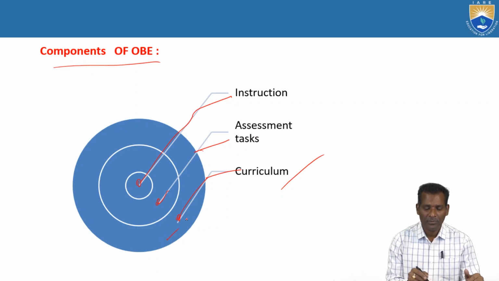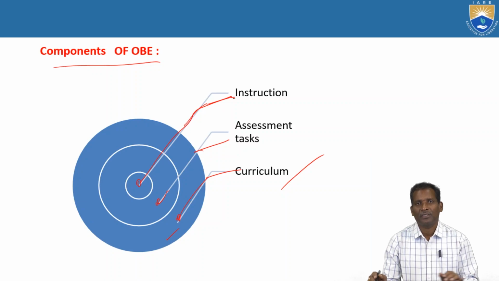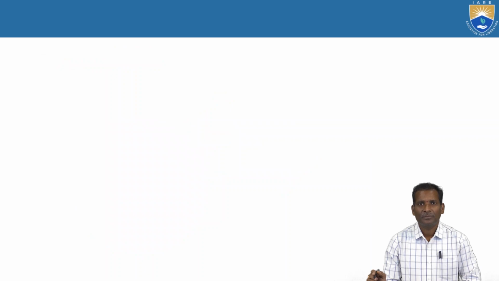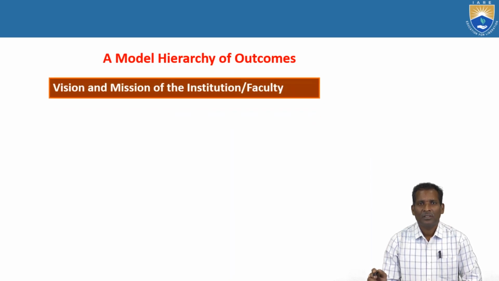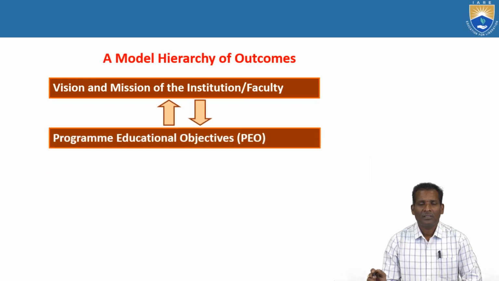The bigger circle is the curriculum, the smaller circle indicates the assessment task, and the third smaller one is the instruction methodology. These are the components of OBE. Next, a model hierarchy of outcomes: the vision and mission of the institution or the faculty, and the next one is program educational objectives, PEOs.